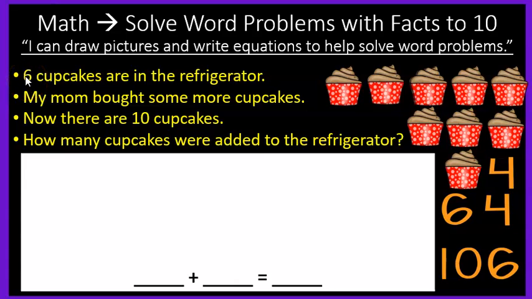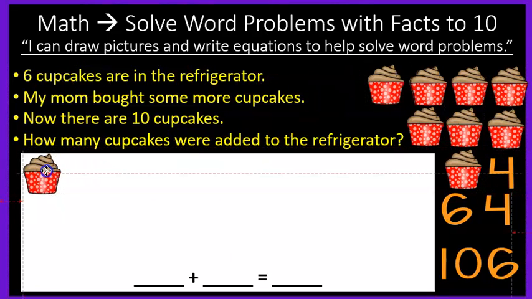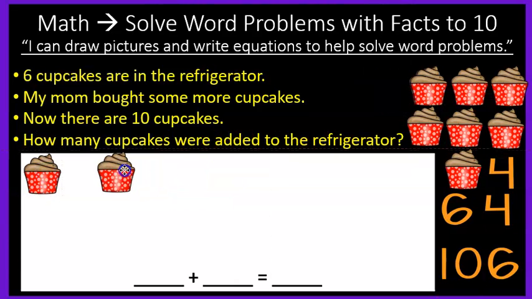So let's do that. Here we go. 6 cupcakes are in the refrigerator. Now, boys and girls, how many cupcakes are in the refrigerator now? What number is this? 6. So watch now. The first thing we have to do is we're going to have to put 6 cupcakes in a straight line here.